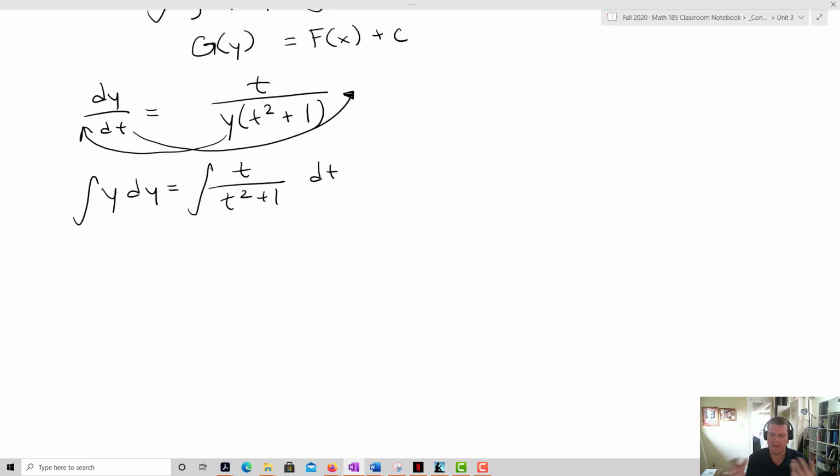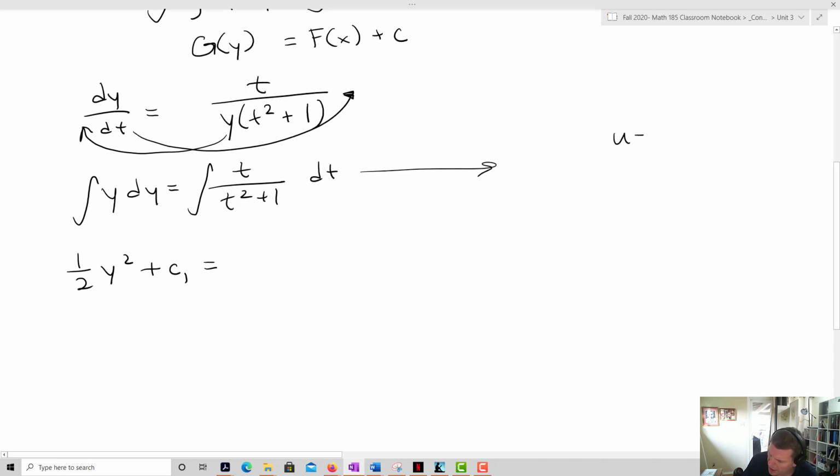Once I'm at that point, what I'm going to do is integrate. So now this is going to give me 1/2 y squared, and at the end I'll write a constant, call it c1. And then this is going to equal, well, this is a u substitution, so we'll let u equal t squared plus 1, and we'll let du equal 2t dt.